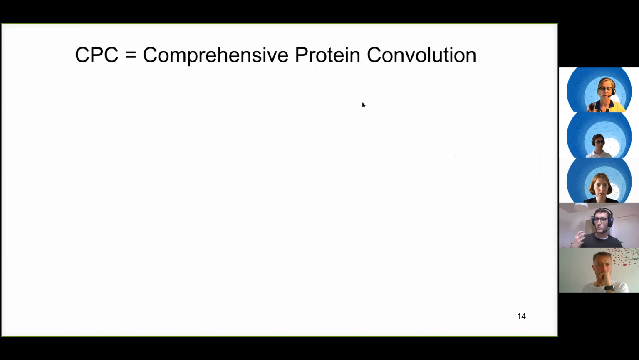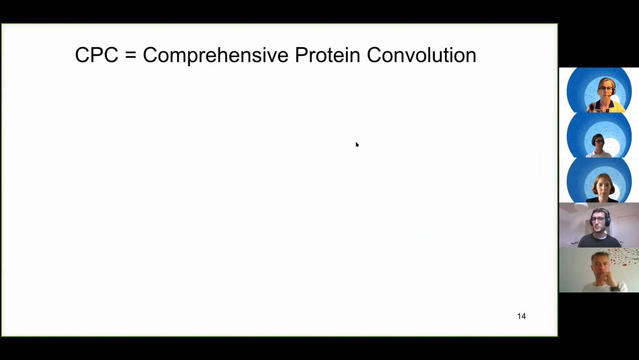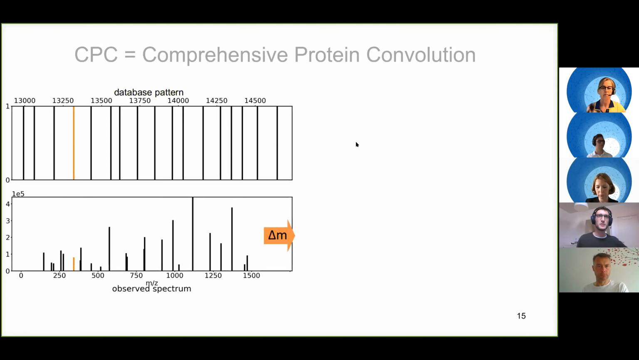So how do we match a pattern with an observed spectrum? That's why we have our CPC algorithm. It's like the mathematical convolution operator, but in a discrete form. So let me show that to you. We have a pattern from our database here. And here is an observed spectrum.